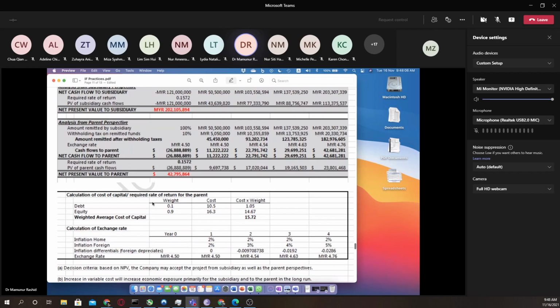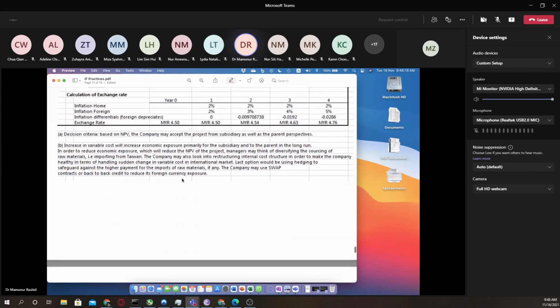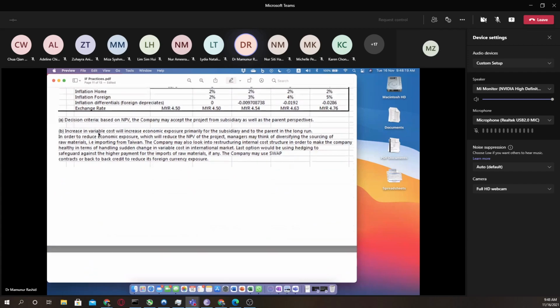So in general, looking at the figures, we will accept the project since both perspectives offer us positive cash flow. Let us read the explanation given. The decision criteria based on NPV: the company may accept the project from subsidiary as well as parent perspective, because in both cases the NPV is positive.